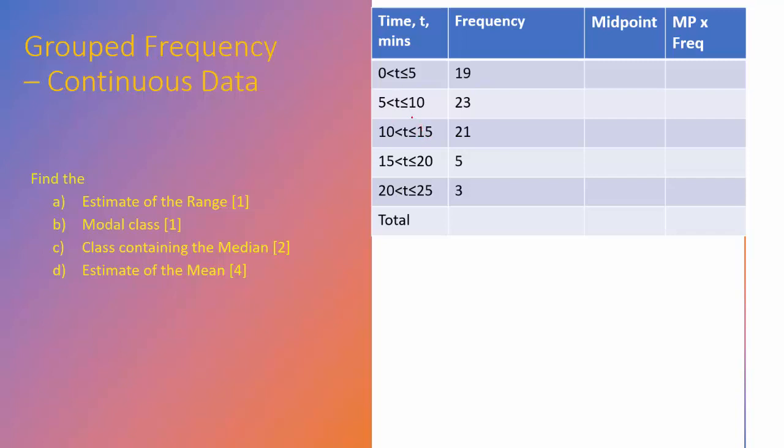So let's talk about this table. So 19 students took between 0 and 5 minutes, 23 took between 5 and 10, 21 students took between 10 and 15 minutes, 5 students took between 15 and 20 minutes, and 3 students took between 20 and 25 minutes. The first thing we want to do here is add up the frequencies. So if we add up all of the frequencies, what do we get? 40, 63, 71.